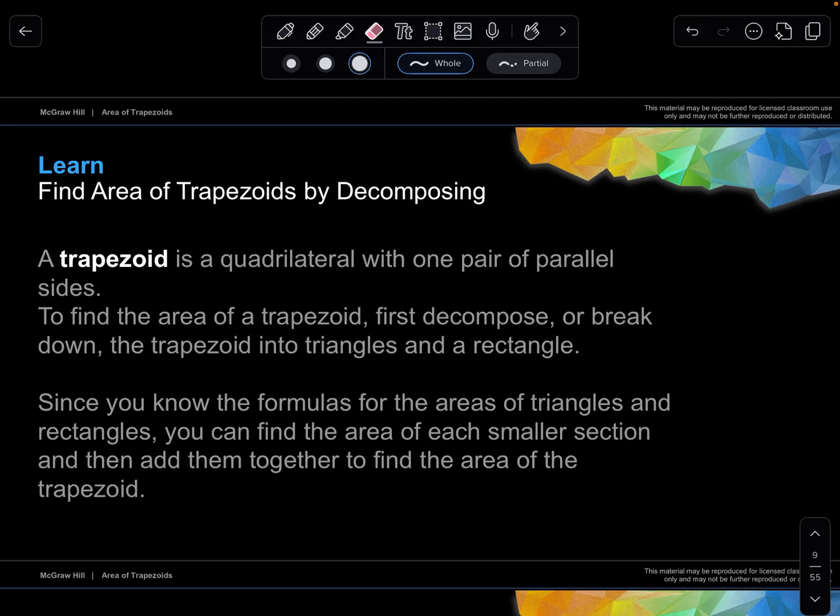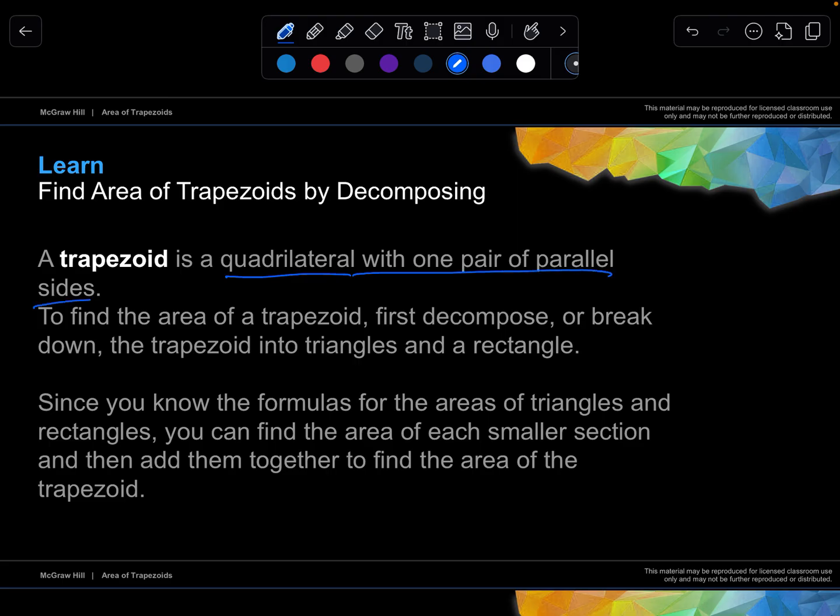So we know a trapezoid is a quadrilateral with one pair of parallel sides. To find the area of a trapezoid, first we're going to decompose or break it down into triangles and a rectangle. And since we already know the formulas for areas of triangles and rectangles, we can find the areas of each smaller section and add them together.